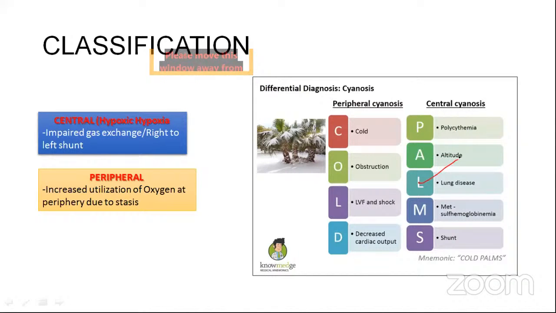A lung disease, or an abnormal hemoglobin like methemoglobin or sulfhemoglobin, and a shunt. So we saw an example of a shunt here, which is a pulmonary shunt or an extracardiac shunt.